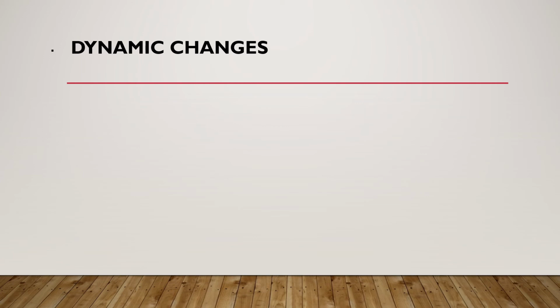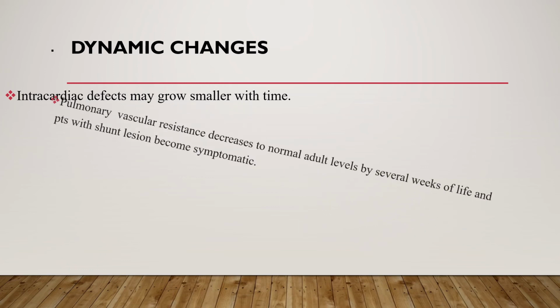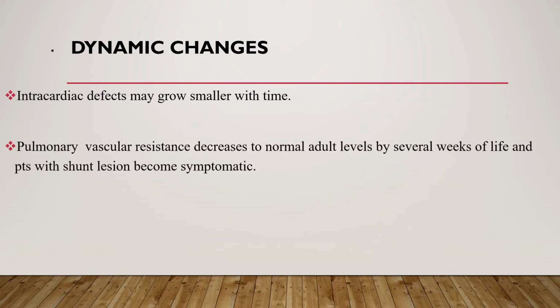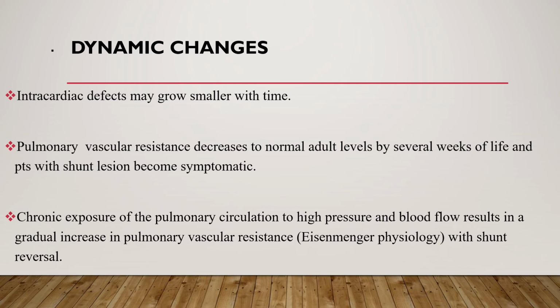When we see the dynamic changes of certain congenital heart disease, intracardiac defects may grow smaller with time, and the pulmonary vascular resistance decreases to normal adult levels by several weeks of life, and patients with shunt lesions become symptomatic. And the chronic exposure of the pulmonary circulation to high pressure and blood flow results in a gradual increase in pulmonary vascular resistance, or Eisenmenger physiology, with a shunt.